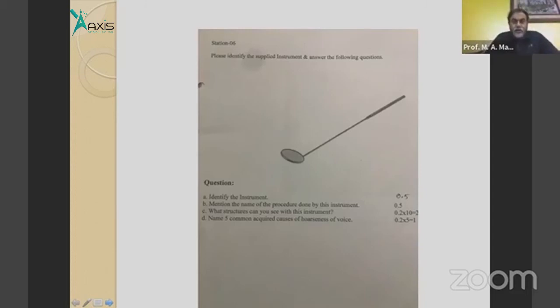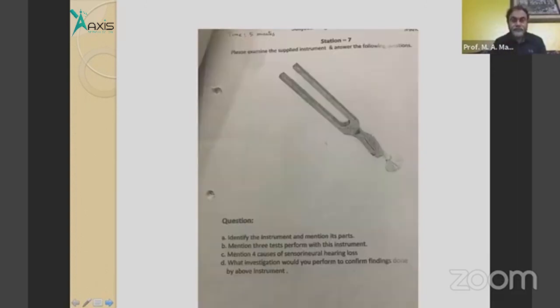Name 5 common acquired causes of hoarseness of voice. You know, because I have no time now. You'll just know hoarseness of voice, vocal cord, any lesion in the vocal cord like acute laryngitis, vocal cord nodule, vocal cord polyp, vocal cord papilloma, carcinoma larynx, and vocal cord paralysis. This is very important for exam.